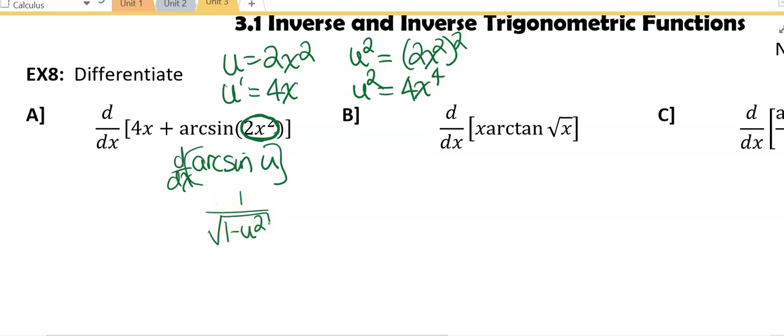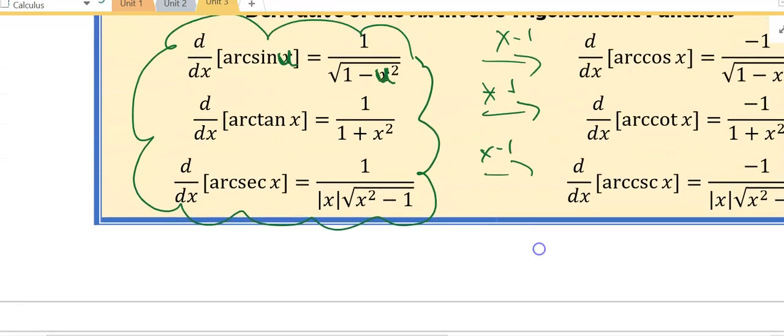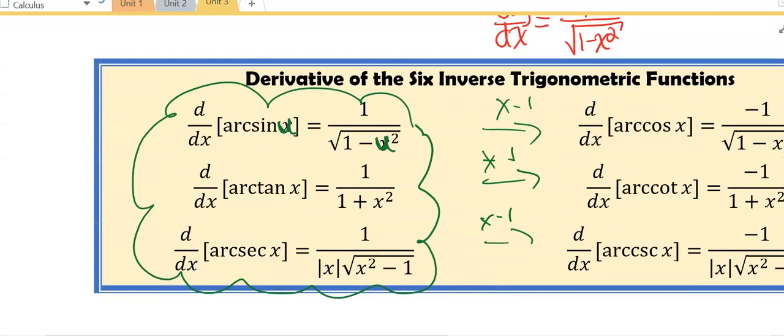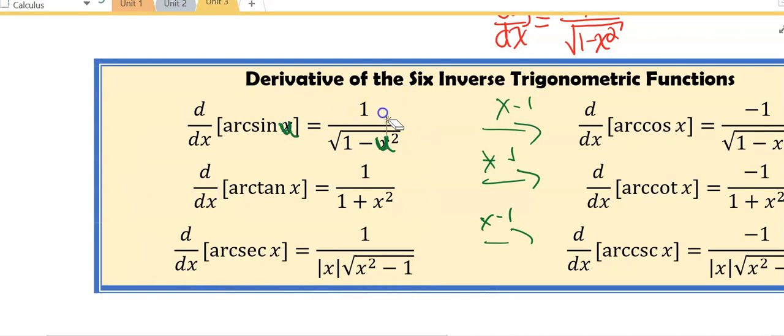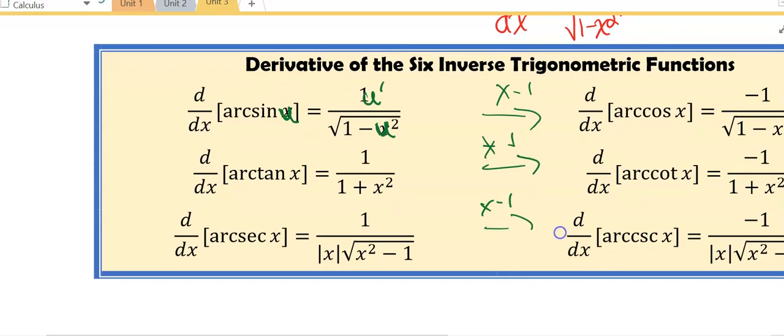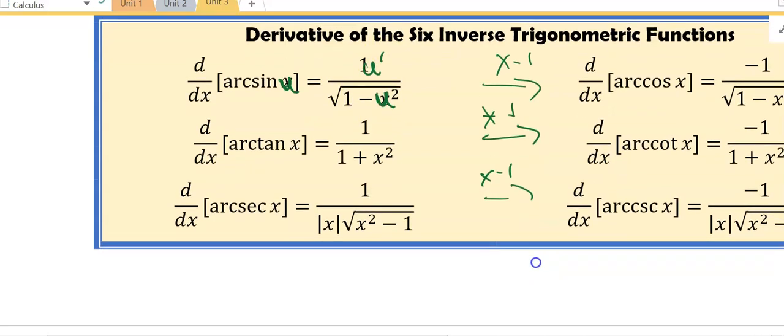I also need to multiply this by u prime. So it's actually a little bit easier, especially when you start having everything other than x in here, to think about it as u prime over the square root of 1 minus u squared, where u is the thing that we're taking the sine of. So the derivative of arcsine of something equals the derivative of that something over the square root of 1 minus the something squared.